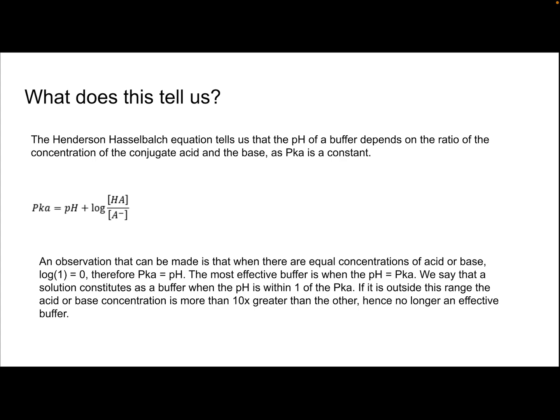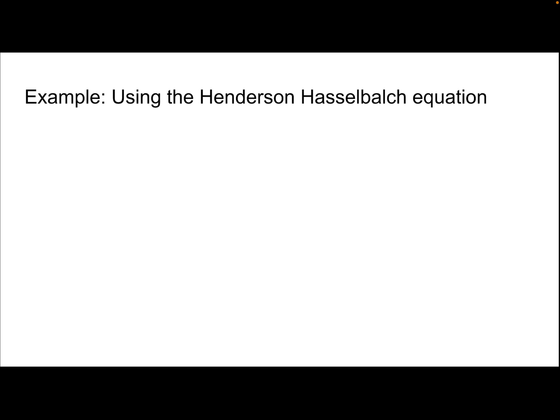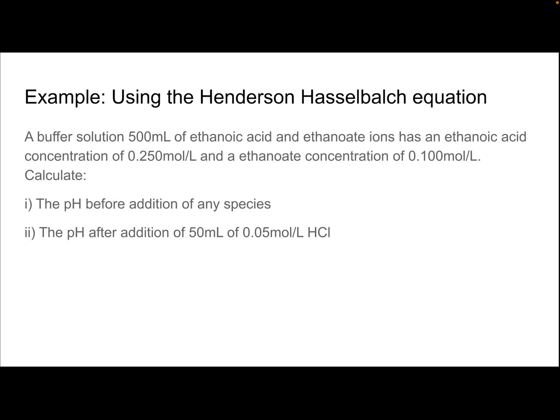Basically, if the concentration of the acid is very, very low, it's not going to be very effective at neutralizing the added base. But if the base concentration is very, very low, then similarly, it's not going to be very effective at neutralizing the added acid. So if the pH is within plus or minus 1 of the pKa, we generally say that it's an acceptable buffer. So let's look at an example of using the Henderson-Hasselbalch equation.